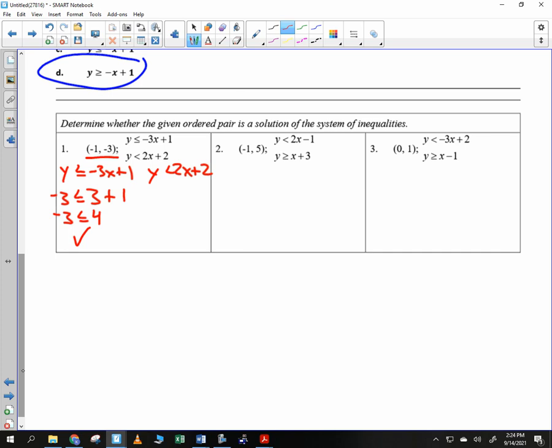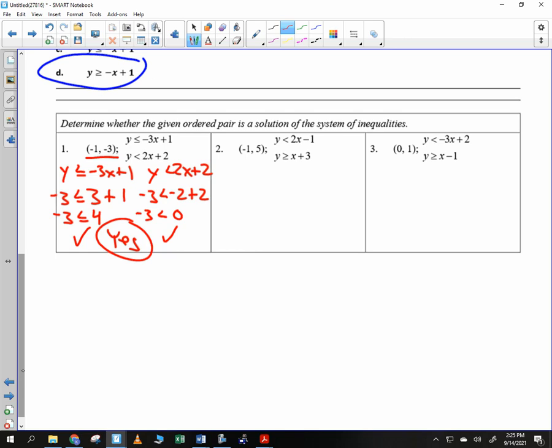We're going to check to see if it satisfies the second one. Again, for y, I plug in -3. -3 less than, and then 2 times -1 is -2 plus 2. So is -3 less than 0? Yes. So because it works for both, it is a solution to that system.